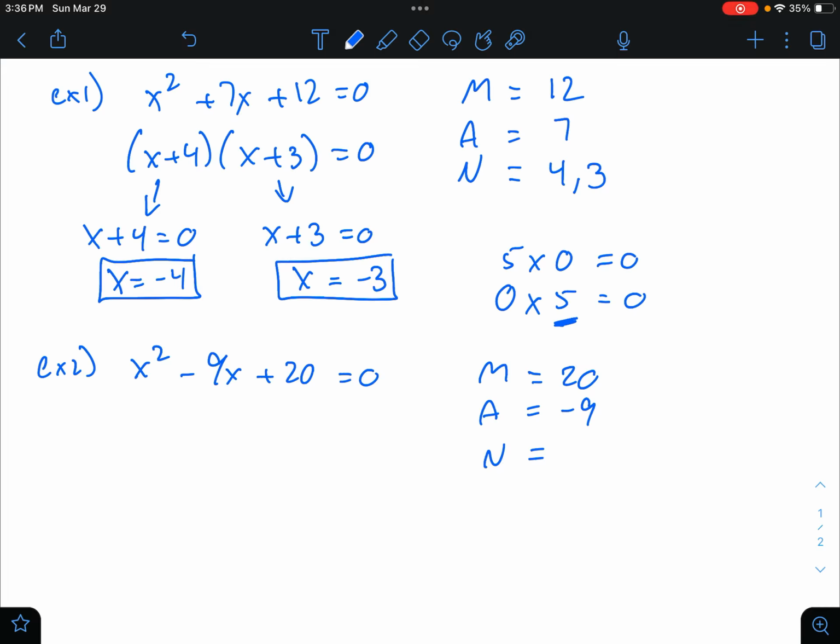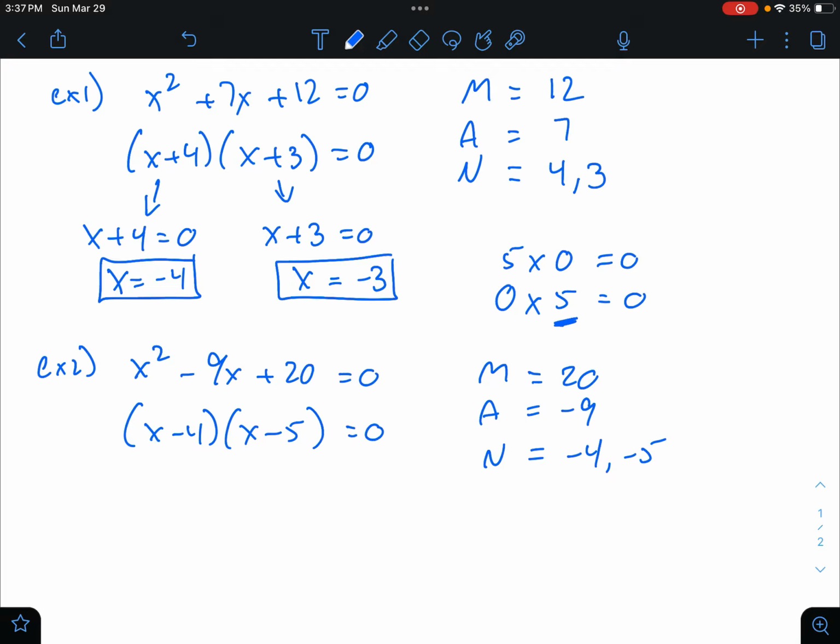The numbers are going to be negative 4 and negative 5. Negative 4 times negative 5, they multiply together to get positive 20. And negative 4 plus negative 5 will be negative 9. So these are the two mystery numbers we need to find. Now, because it's a simple trinomial, we can go directly to brackets. So our first bracket will be x minus 4. And the next bracket is x minus 5. And that's equal to 0.